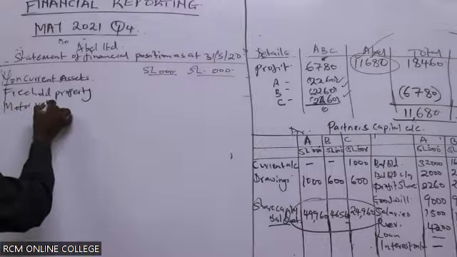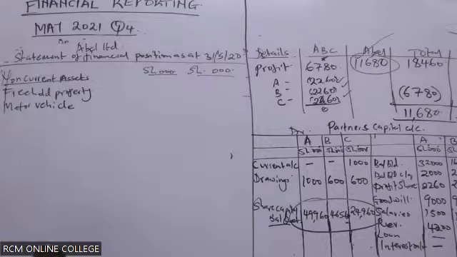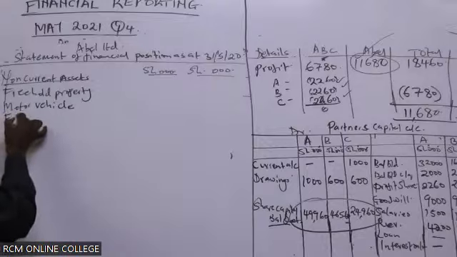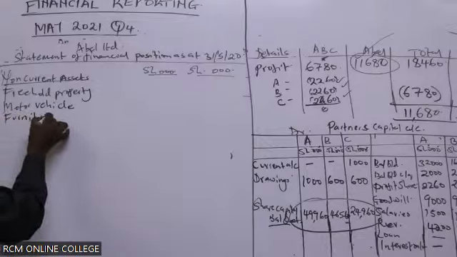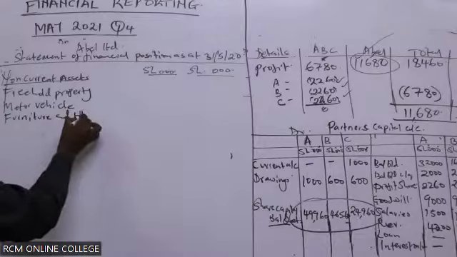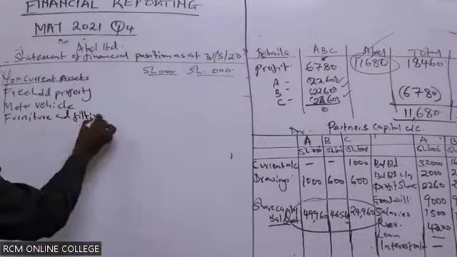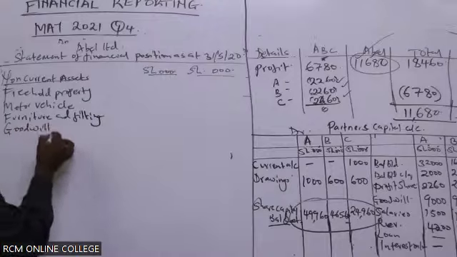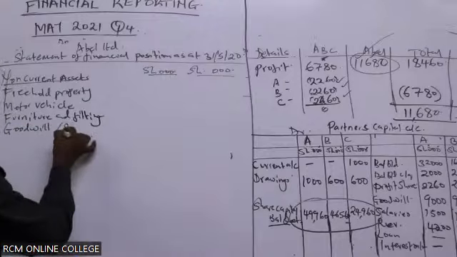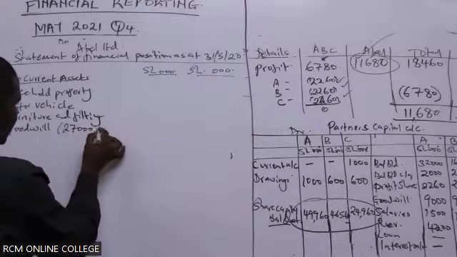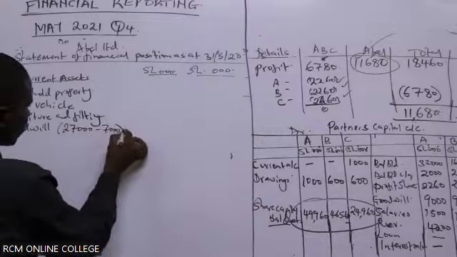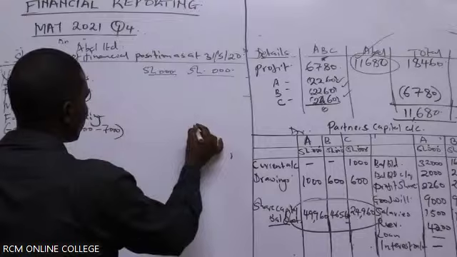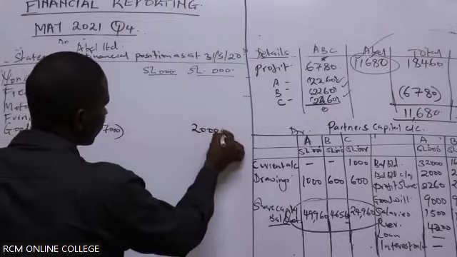Motor vehicle. We also have furniture and fitting. Then we have goodwill. Don't forget goodwill. Goodwill is 27,000, but 7,000 were written off, so I'll be remaining with 20,000.